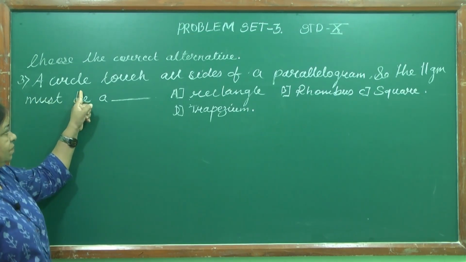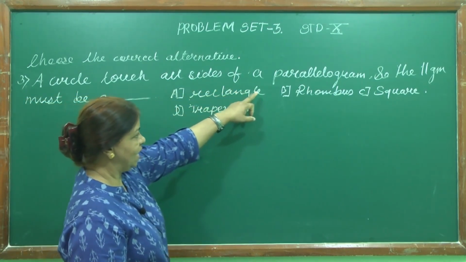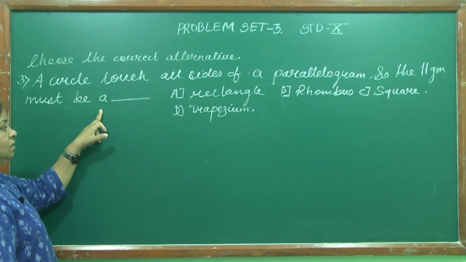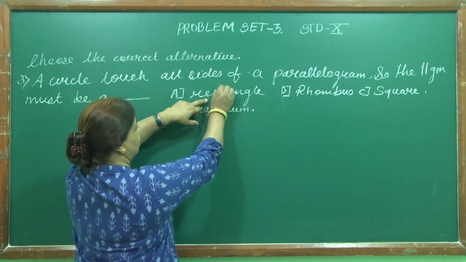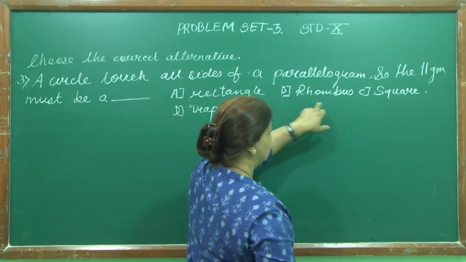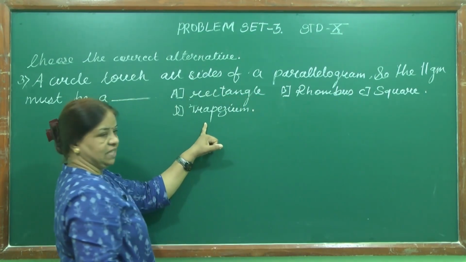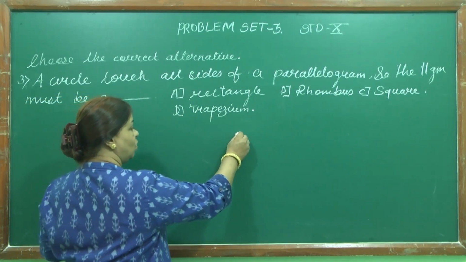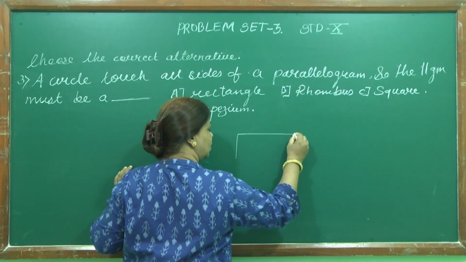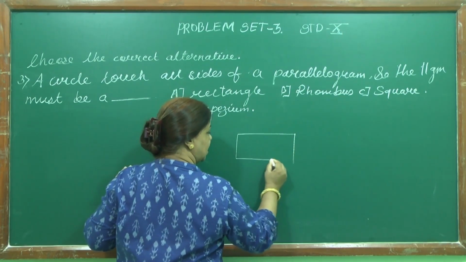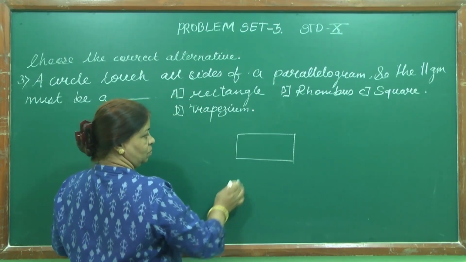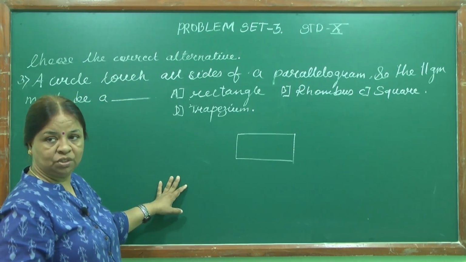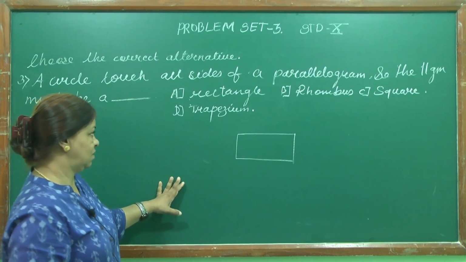A circle touches all sides of a parallelogram. So the parallelogram must be a rectangle or a rhombus or a square or a trapezium. The rectangle is what? Where opposite sides are equal, but two sides would be longer than the other two sides. Length would be more than the breadth.